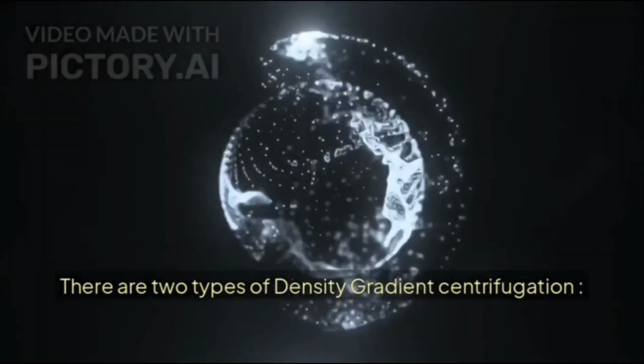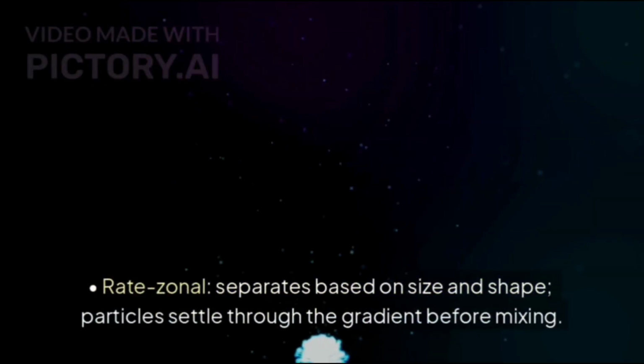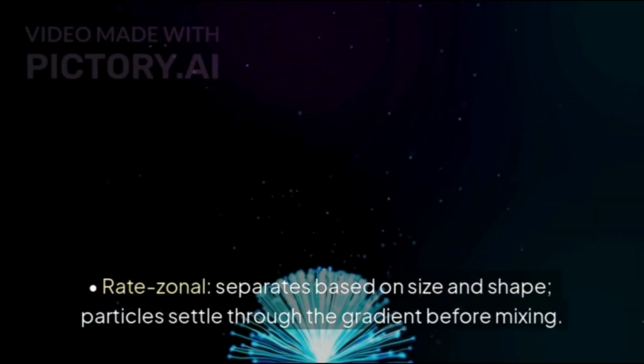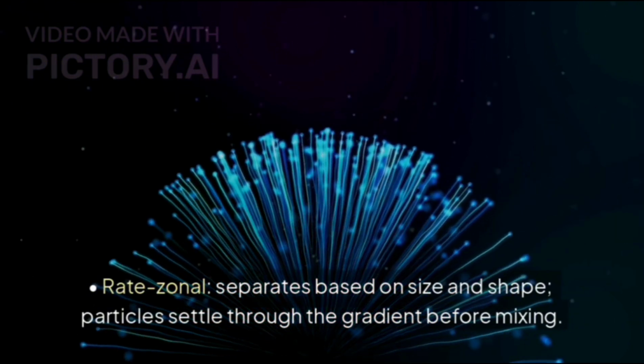There are two types of density gradient centrifugation. Rate zonal separates based on size and shape. Particles settle through the gradient before mixing.